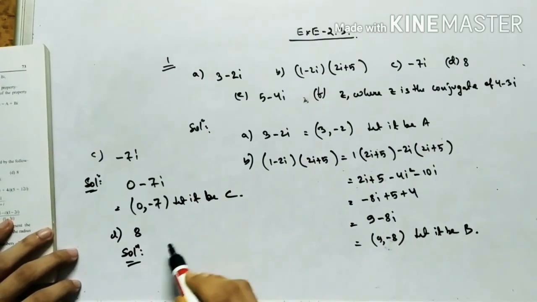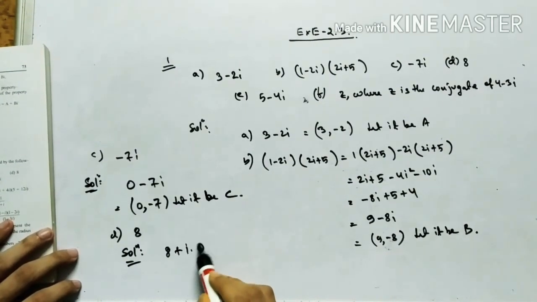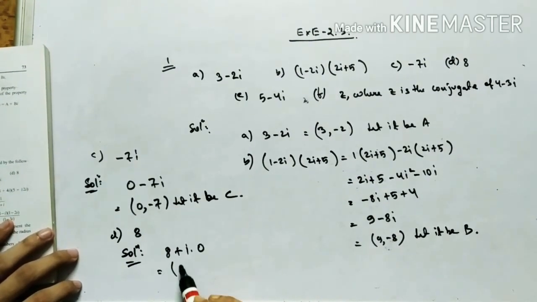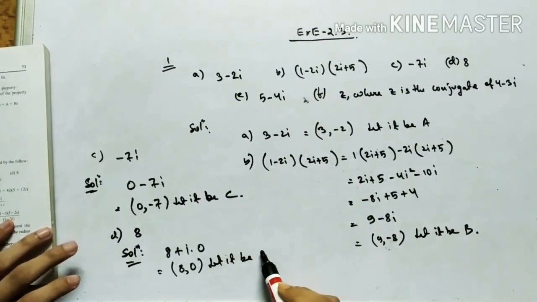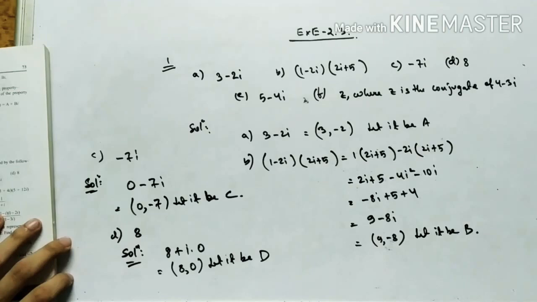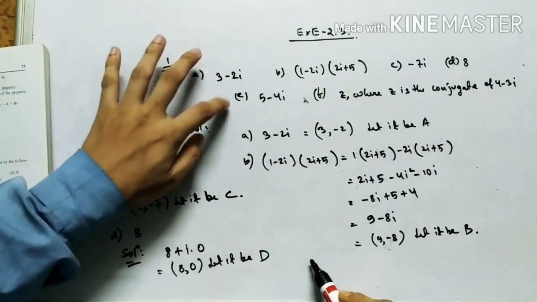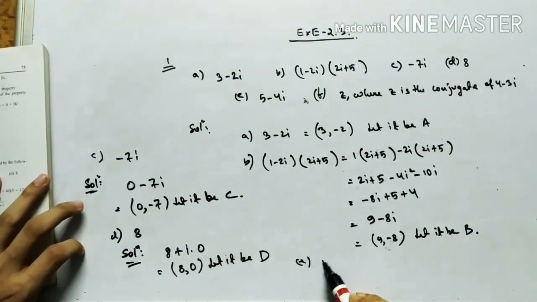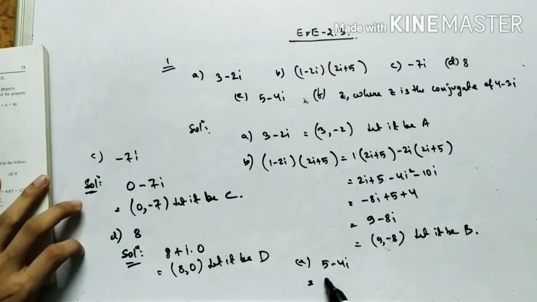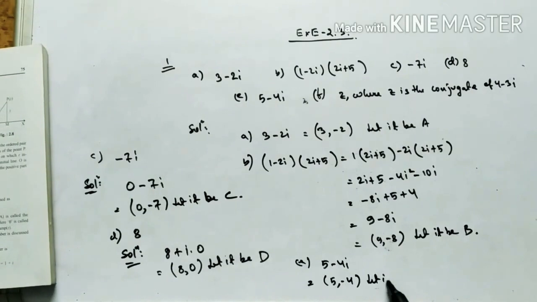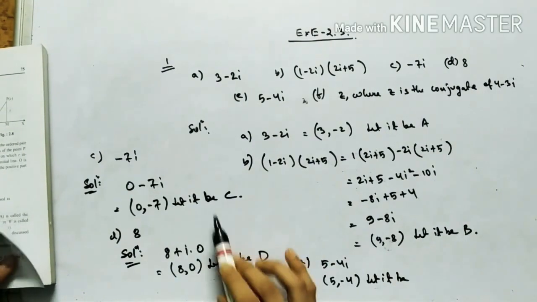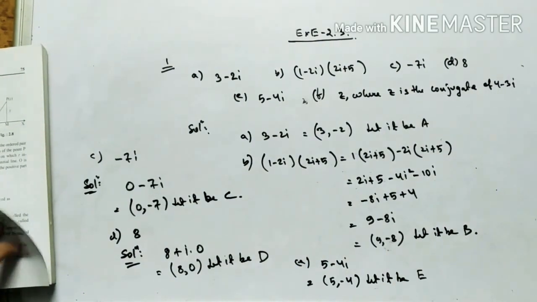So 8 I can write it as 8 plus 0i, which is equal to (8, 0). Let this point be D. Similarly, the next number E is 5 minus 4i, which I can write as (5, minus 4). Let it be denoted by E.